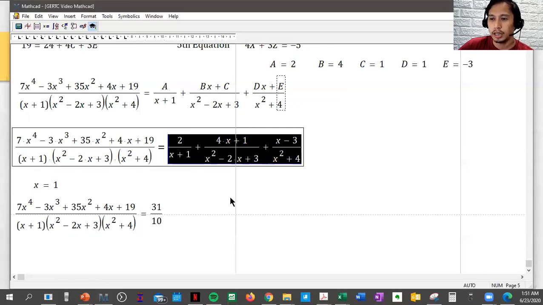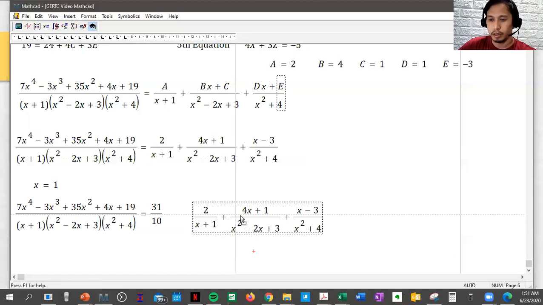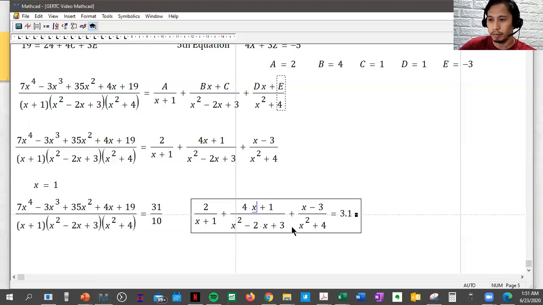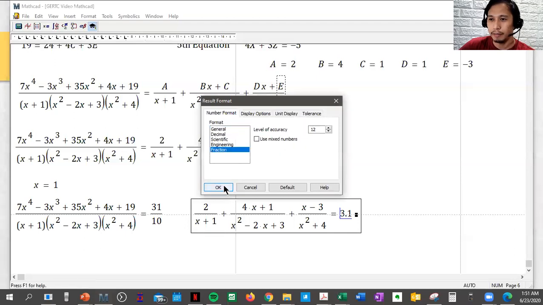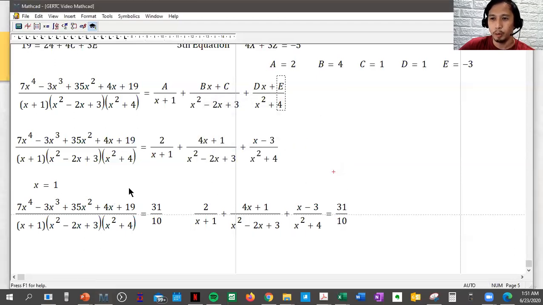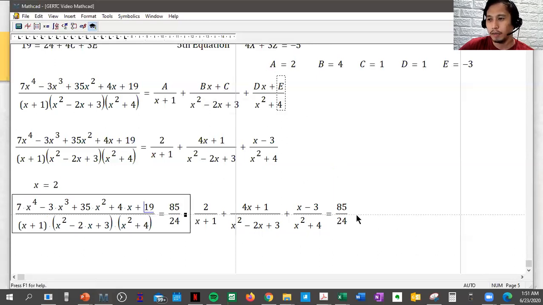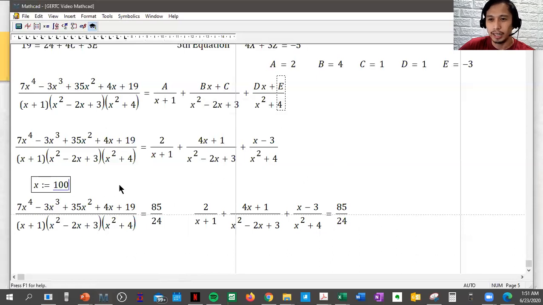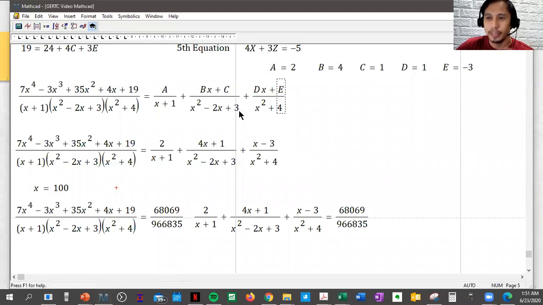Now I should get the same dito if x is 1. Tama, so that proves that this is correct. If I'm gonna make this 2, 85/24, the same. If I'm gonna make this 100, the same. Okay? So this is the answer. So medyo mahirap.